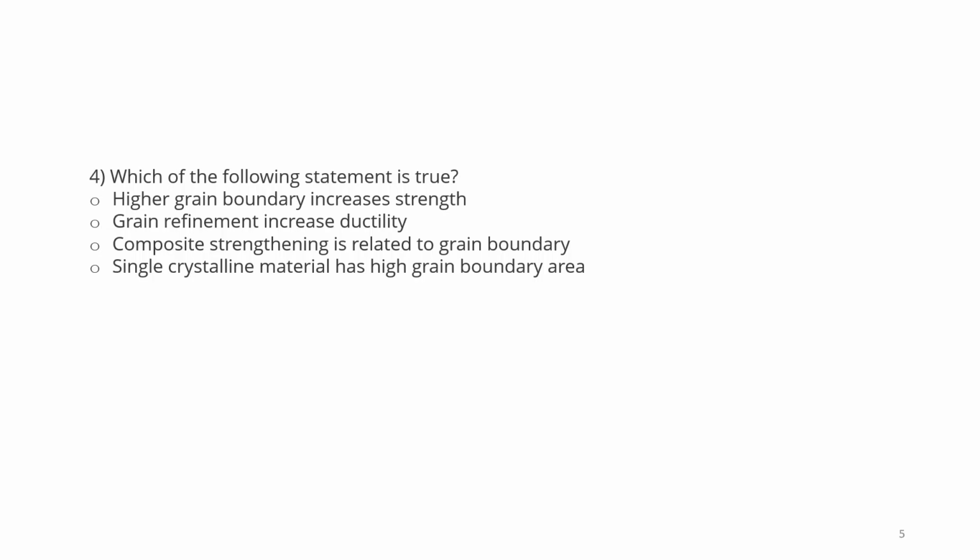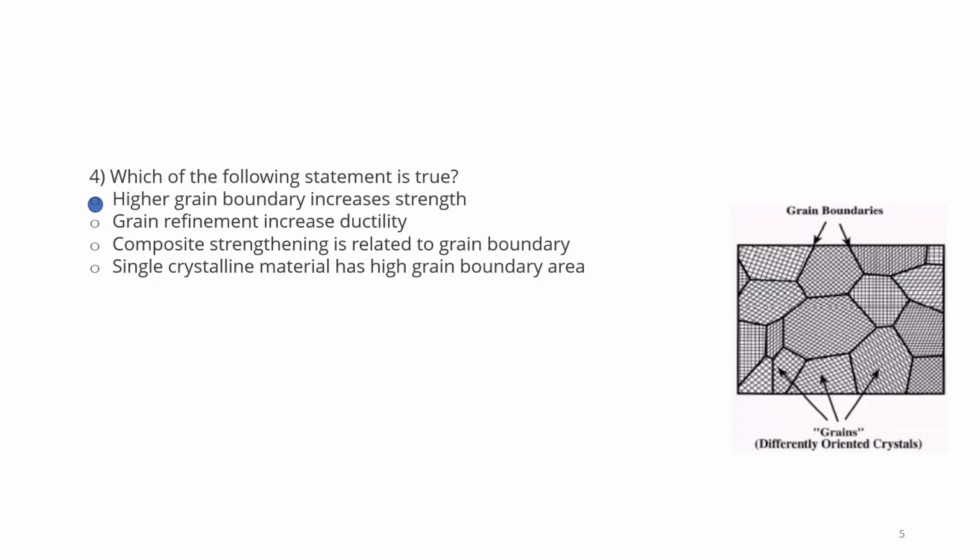If you keep on increasing the grain boundary area, your material will start becoming stronger, but it will show some diminished ductility, but not much. So the first statement is the correct one. It states that higher grain boundary increases strength. As you keep on increasing the grain boundary area, the movement of dislocation will become harder, and this will improve the strength of the material.